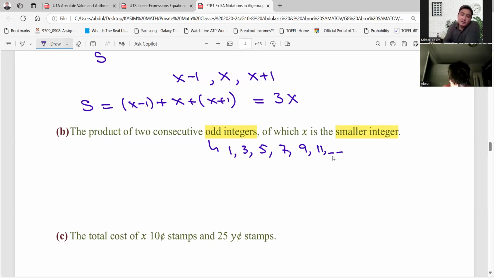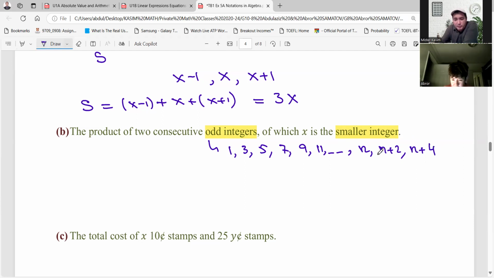Okay. Each time these numbers are increasing by how much? By 2, right? So if I just keep writing this, suppose that this is n. What will be the next number? N plus 2. And what will be the next number? Plus 2, n plus 4.